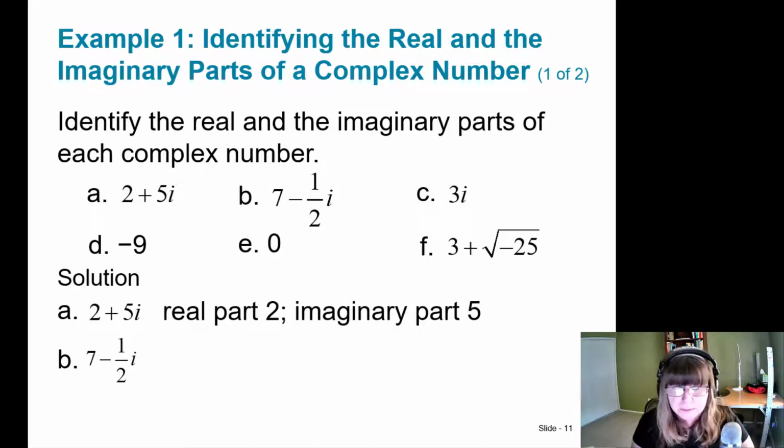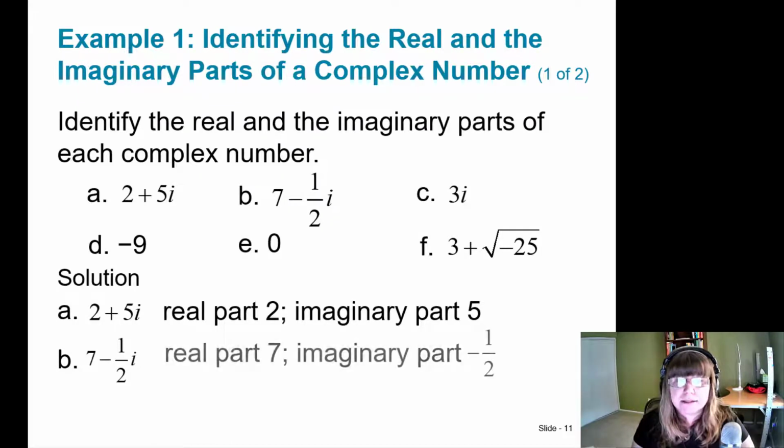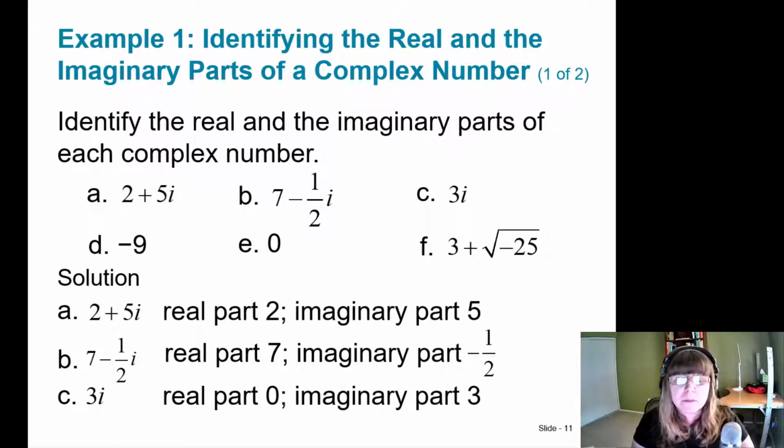For b, think about this. What's the real part? What's the imaginary part? The real part is 7. The imaginary part is -1/2. What about c? What's the real part? What's the imaginary part? Now you might be saying, hey, there's no real part, but remember we can rewrite this as 0 plus 3i. So the real part is 0 and the imaginary part is 3.